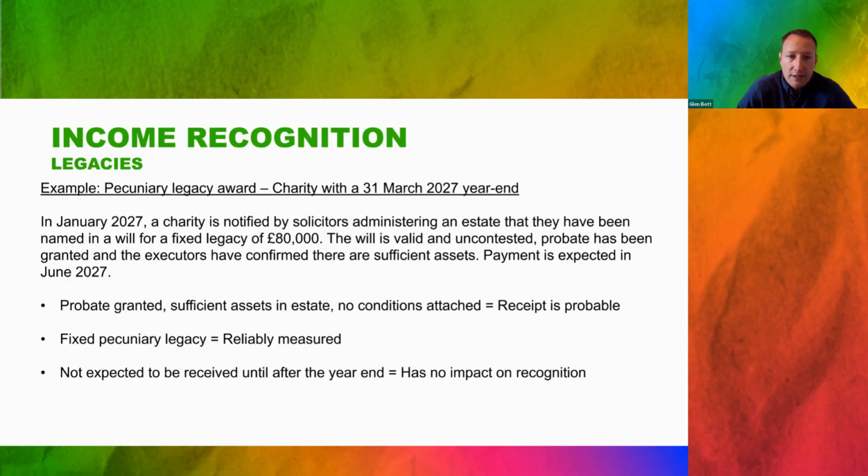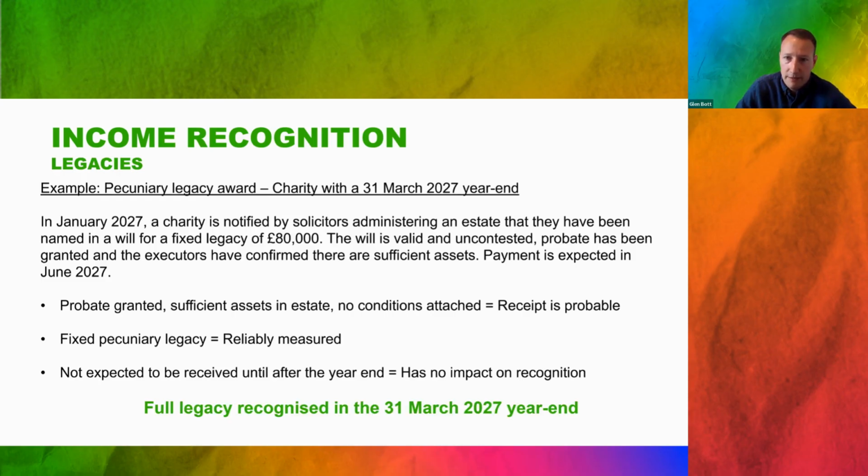In terms of considerations, we know that probate's been granted, there are assets in the estate, and there's no conditions attached, so the receipt is probable. It's a fixed pecuniary legacy. It tells you how much it is, so it can be reliably measured. And even though it's not expected to be received until after the year end, this has no impact on the recognition, as at the end of the year, it has met that probable and reliably measured criteria. So then that should be recognised in full in the 31st of March 2027 year end.